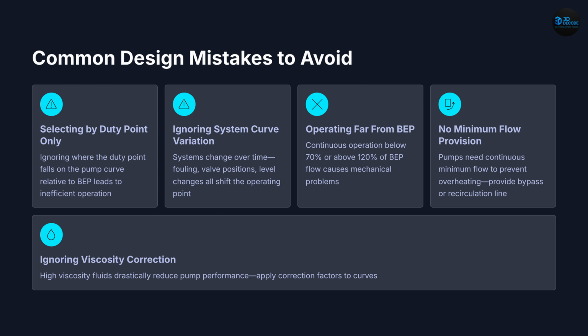Slide 11, common mistakes. Many engineers select pumps based only on the duty point. They ignore system curve variation, operate far from BEP, and do not provide minimum flow protection. They also forget to consider viscosity effects. These mistakes lead to performance issues in the field.